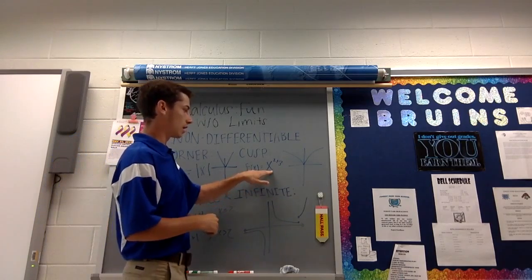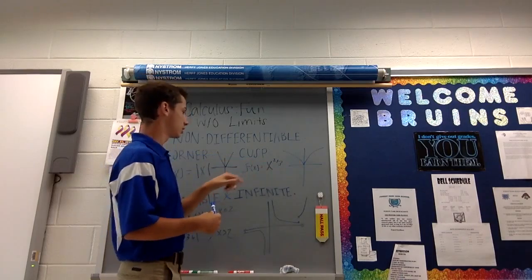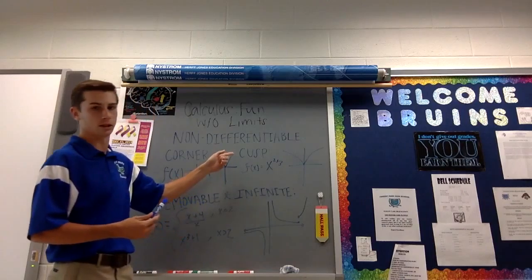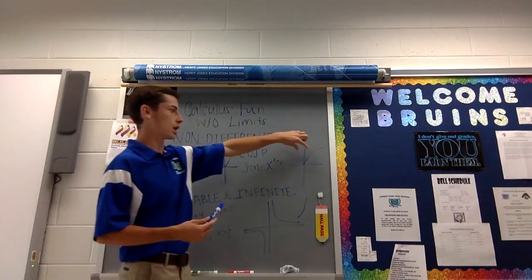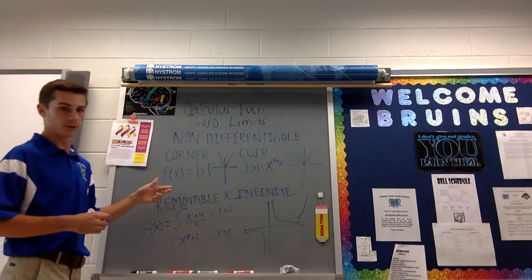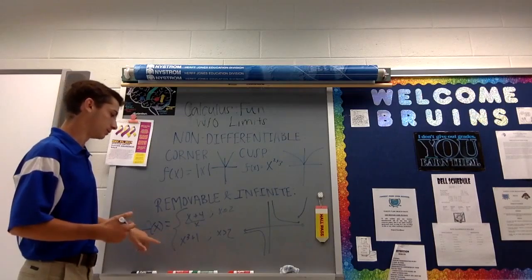For cusps, an example would be x to the 2/3, and that'll look like this, and it's pretty much the same thing as a corner, just a corner will have linear lines coming together, and a cusp has some kind of parametric. And then for removable and infinite, we combined the two and we came up with a piecewise function.